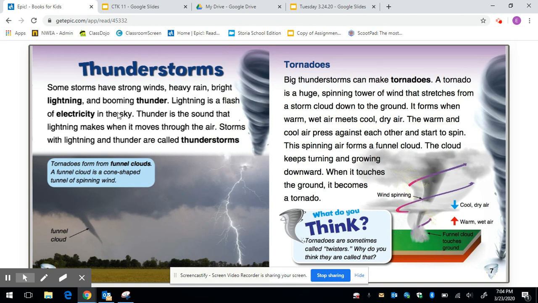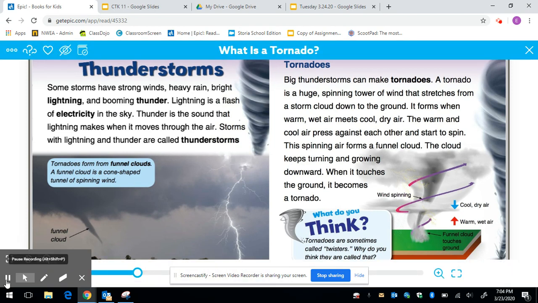A tornado is a huge spinning tower of wind that stretches from a storm cloud down to the ground. It forms when warm, wet air meets cool, dry air. The warm and cool air press against each other and start to spin. This spinning air forms a funnel cloud. The cloud keeps turning and growing downward. When it touches the ground, it becomes a tornado.